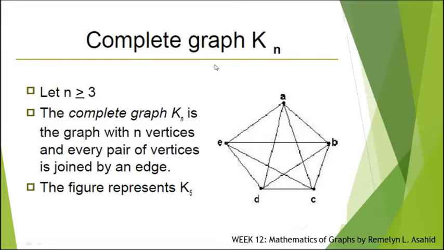But if we only have two vertices, it means we have no graph, and we cannot form a polygon. The minimum number of sides for a polygon is 3, to make a triangle. That is why it should be greater than or equal to 3. When it is 3, we now have a closed polygon. That's already K3. So we call that a complete graph.